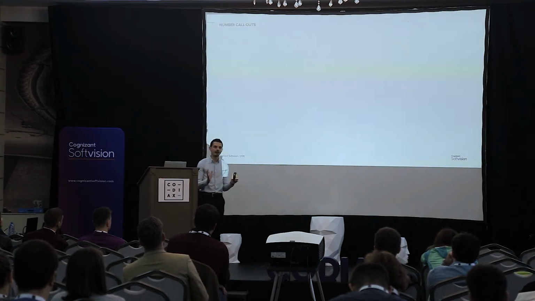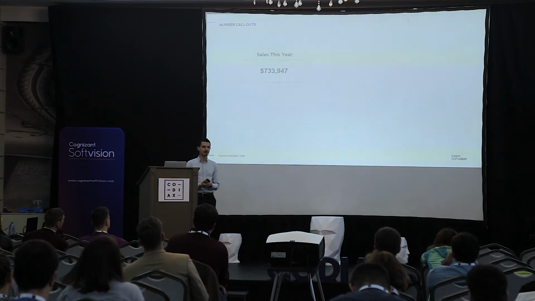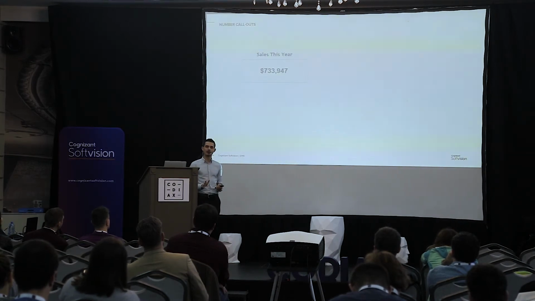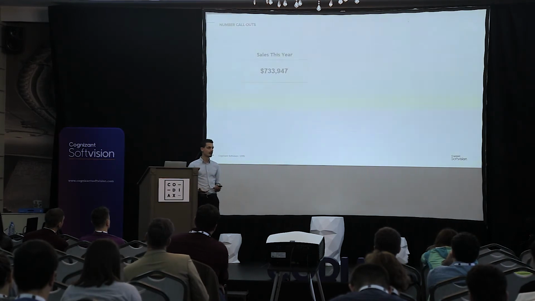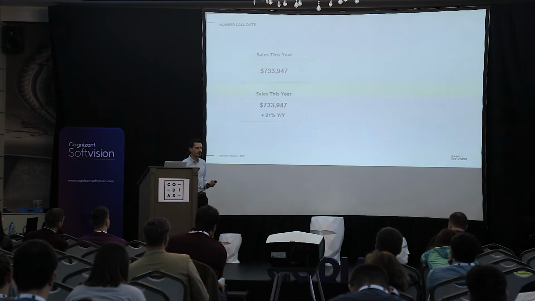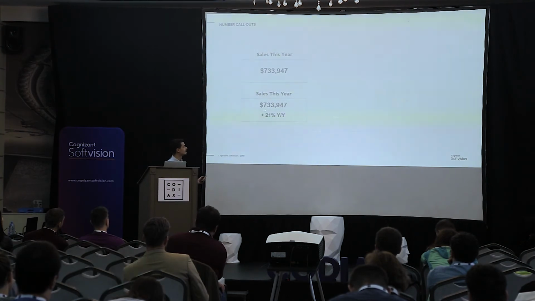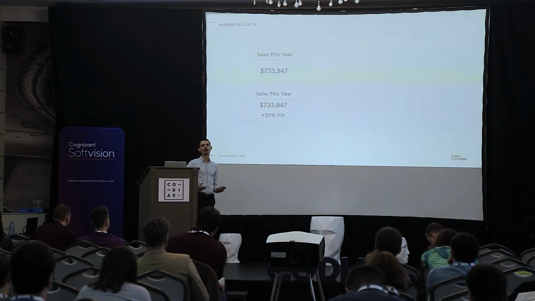Number callouts, let's say you have a metric, I have the total sales this year, I want to show that number. That's it. Sales this year, $733,000. Is this good? Is this bad? Think about it when you show a number, just a number, to a user. This doesn't tell me anything. It's just, okay, I made this much money. Make sure you provide context. So, sales this year compared to last year. So, plus 21%. Okay, now I know.